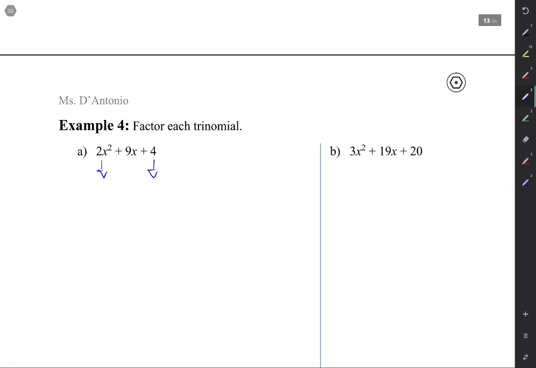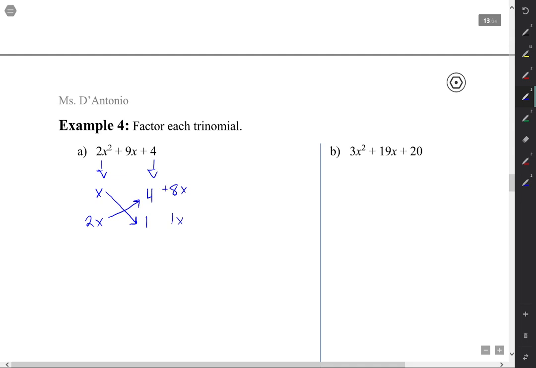So for 2x squared, there's still only one way we can split this up. We can do x times 2x, because that would give us 2x squared. And for 4, we can either do 4 times 1 or 2 times 2. I'm going to do 4 times 1. Then we're going to crisscross, so 2x times 4 is equal to 8x, and x times 1 is equal to 1x. And if we look at those two there, and we did plus 8x plus another 1x, we would get plus 9x, which is our middle term, and that's what we're looking for.